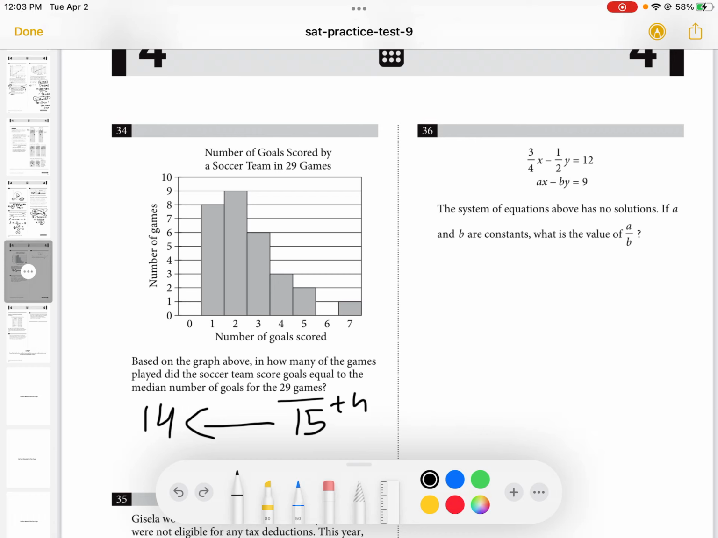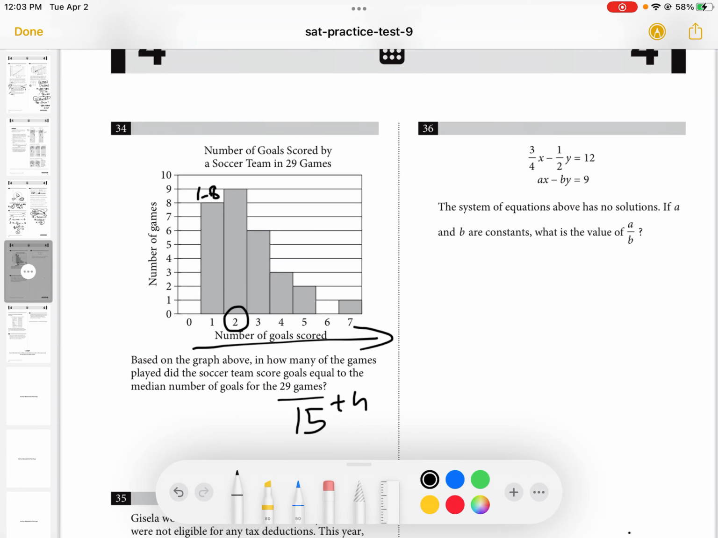So we just need to find the 15th game that was played. And luckily for us, this bar graph is ordered from left to right. So the first 8 values in our data set will be 8. So that's values 1 through 8. The second unique data value is 2. And those will contain values 9 through 17.